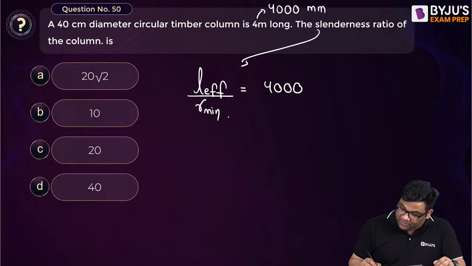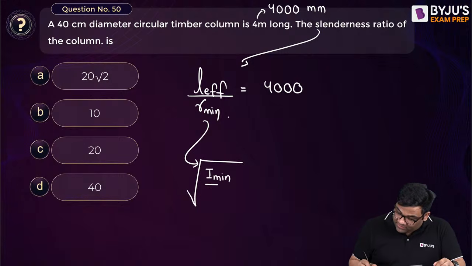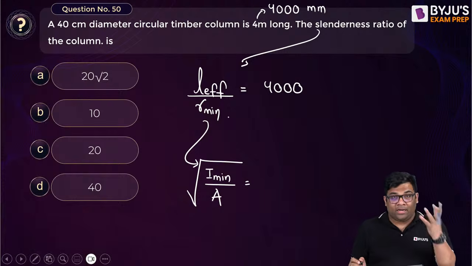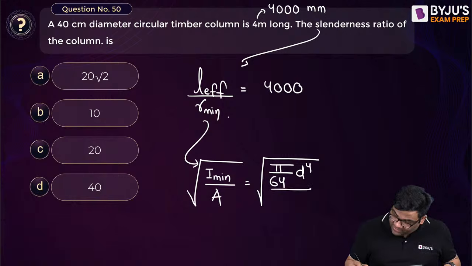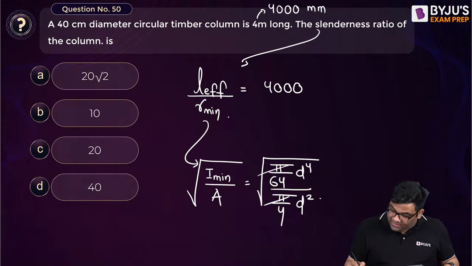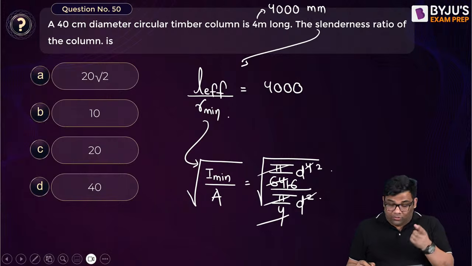Now, what is R minimum? R minimum is root of I minimum by area. For a circular section, I is the same in all directions. So root under I will be pi by 64 d to the power 4 divided by the area, which is pi by 4 d square. The pi gets cancelled, this becomes 16 and this becomes d square. If you take the square root, what will it be?